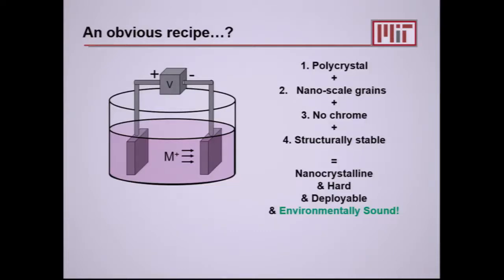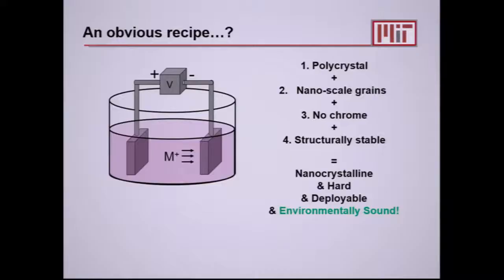Chris, why doesn't this apply to the chromium? That's a great question. So chromium, there are at least two answers. One is that chromium, being BCC, has a Hall-Petch slope that's shifted, so the grains are larger. They're about 100 nanometers vis-a-vis 10 that you need in nickel to get the same hardness. Secondly, chromium, as it turns out, when you deposit it, has a whole bunch of oxygen in it, which stabilizes it.